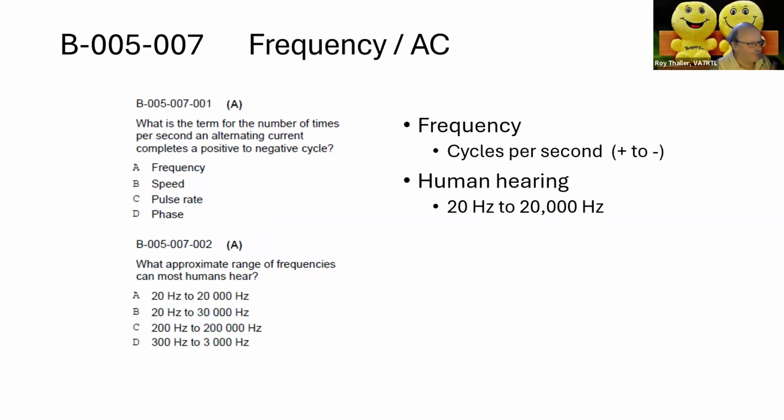Now we get into frequency and AC. So what is the term for the number of times per second of alternating current that completes a positive to negative cycle? So cycles per second was the old term that was used for frequency. So A would be the correct answer, frequency.